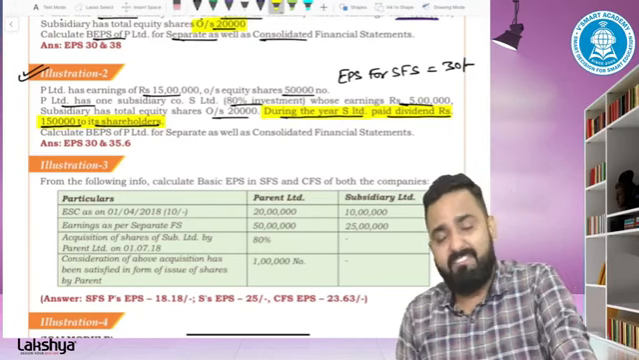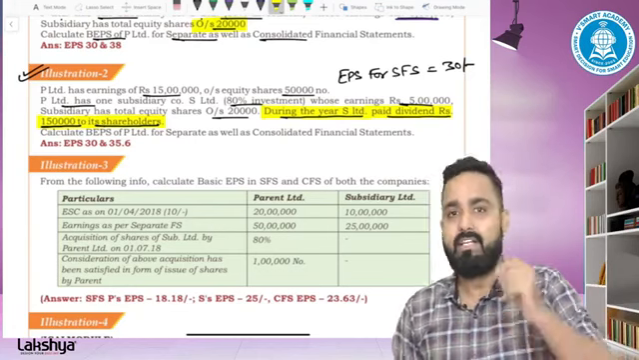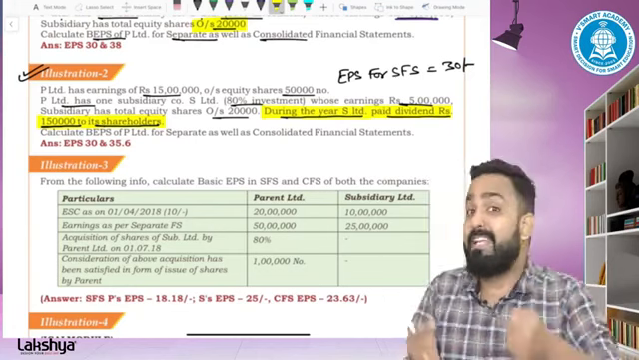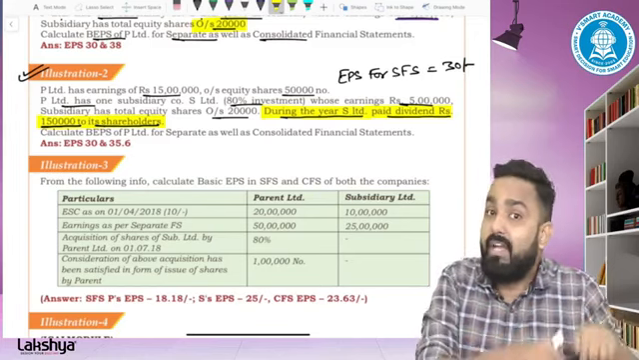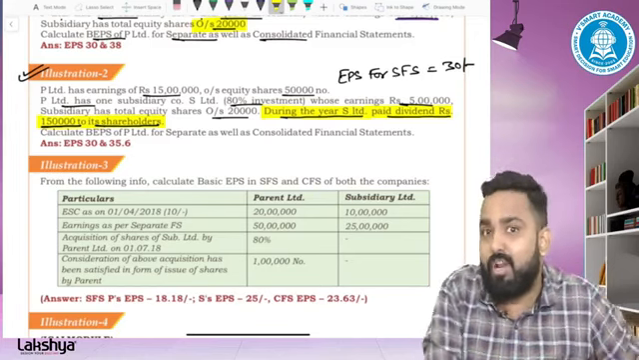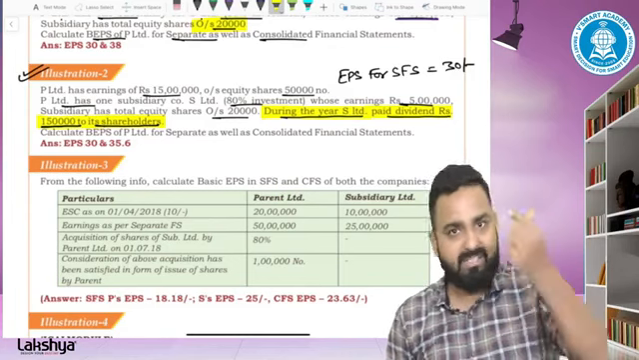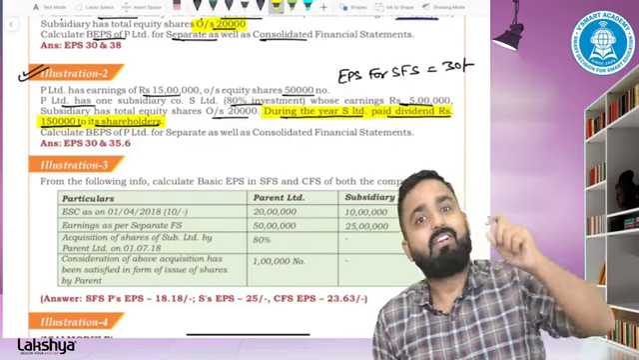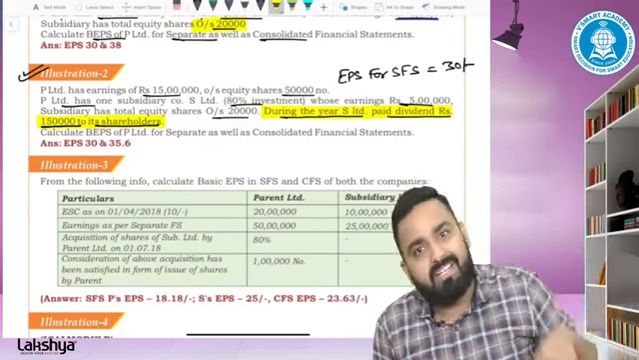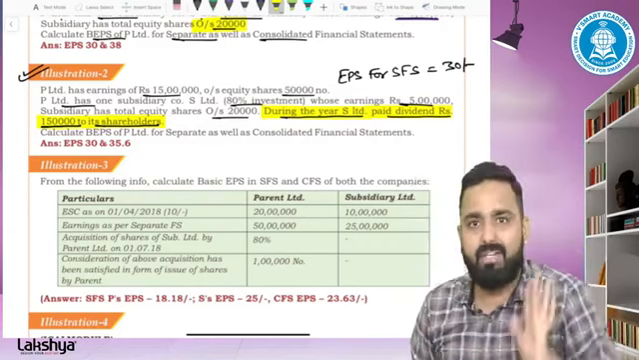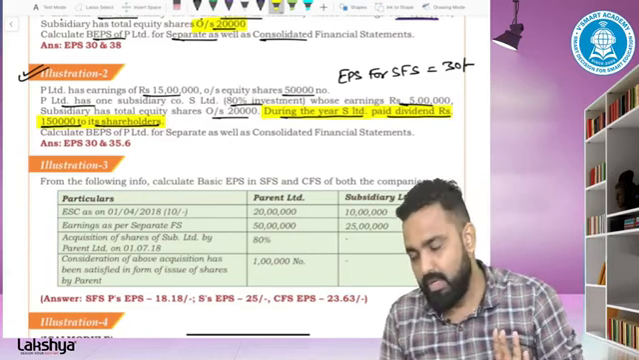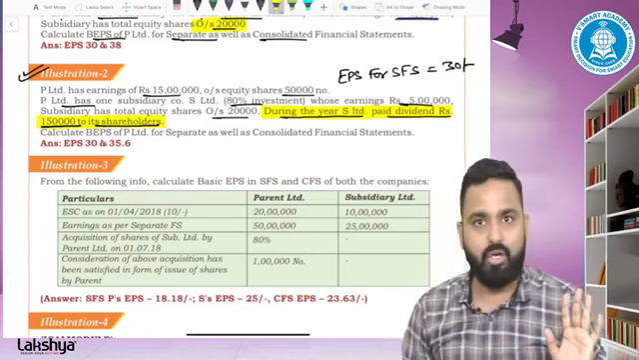Yes. And if it has received 1,20,000, definitely such 1,20,000 has been credited by P Limited in its separate financial statements, in the profit and loss. Such dividend income of 1,20,000 received by P has been recognized by P as an income under the profit and loss account of P, yes or no?